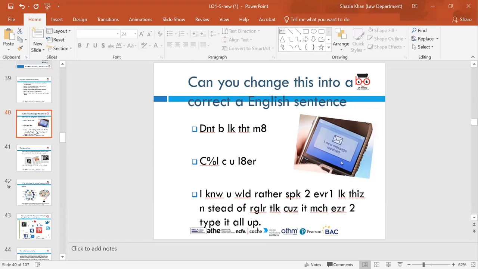I know you would rather speak to everyone. I know this, and I know this is used instead of regular talk, because it's much easier to type it all up. So these are things that people use, and young people tend to use these acronyms more than the older people.